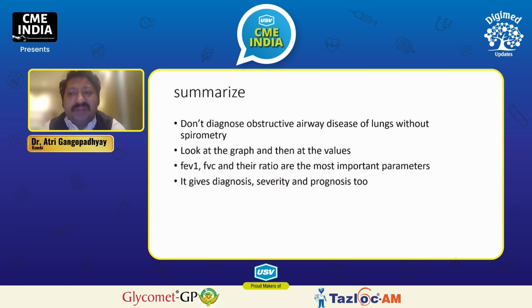Spirometry not only gives me diagnosis, it can tell severity of the disease, mild, moderate, severe. And it can tell prognosis, whether your disease is reversible or not, whether it improved over time or went down. So this is how I would want to summarize, as simple as that.